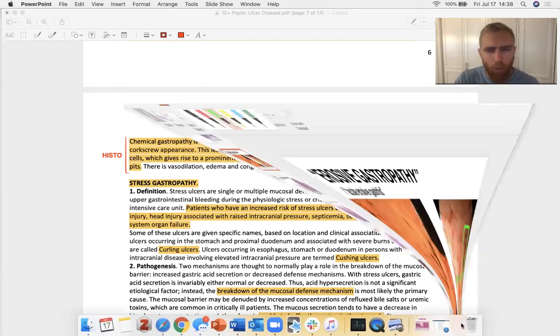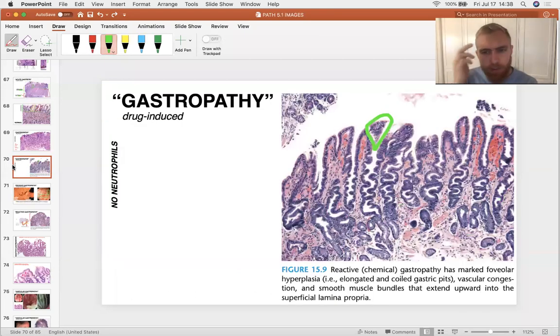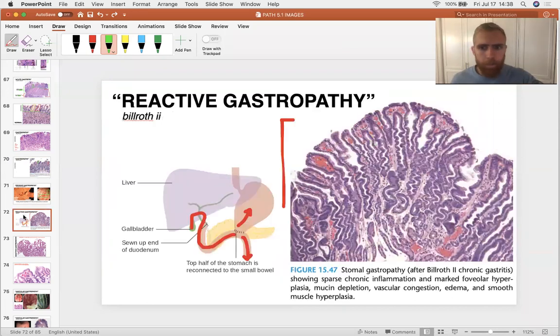So let's look at that one more time, because you're not going to see those corkscrew lumens. You're not going to see those long, elongated stretches of foveolar hyperplasia in a gastritis, and you're not going to see them in an ulcerative disease, and you might see them in a particular type of polyp. But if you see these corkscrew glands, then gastropathy needs to be numero uno on your differential. Here it is again, corkscrew glands, foveolar hyperplasia, lots of epithelial cells. You don't see parietal cells here.